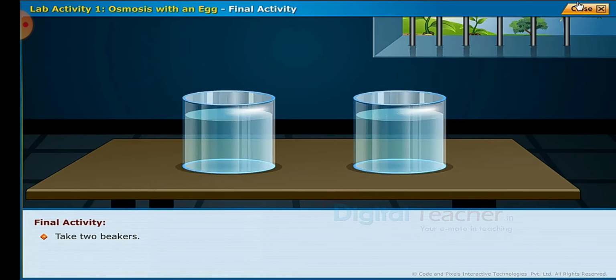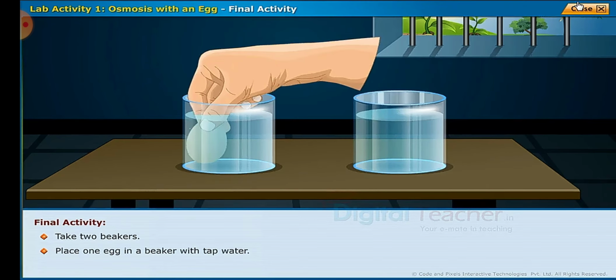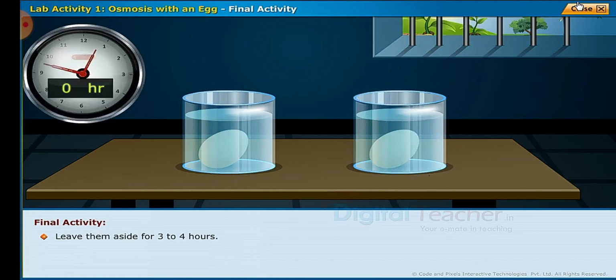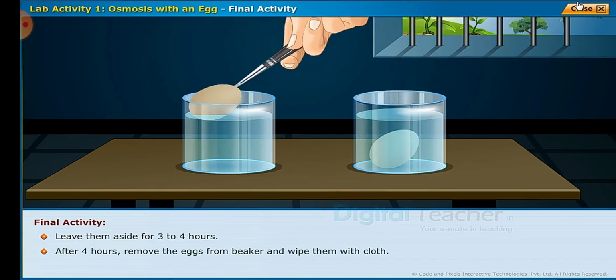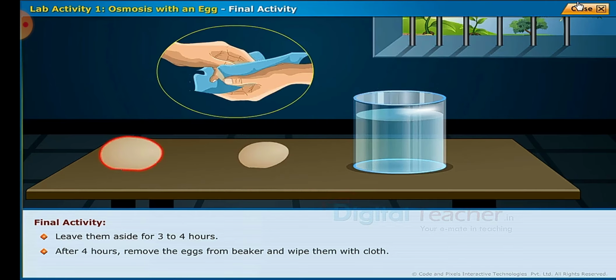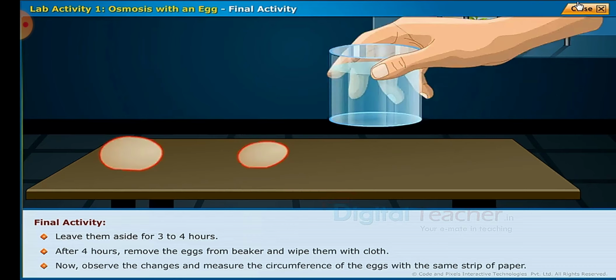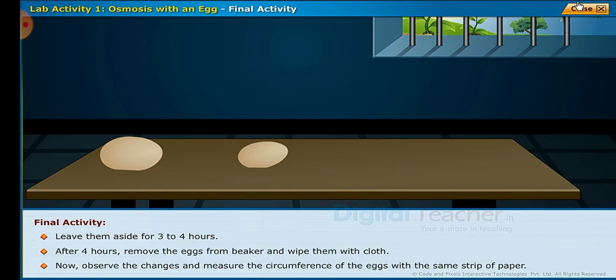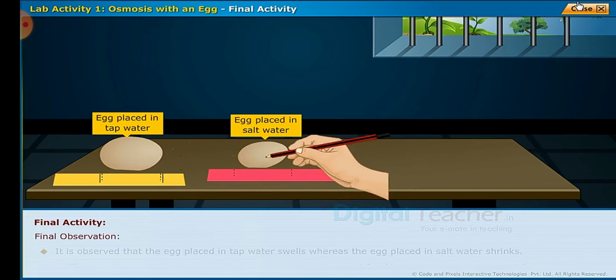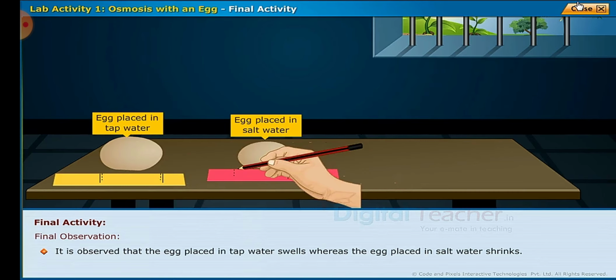Take 2 beakers. Place 1 egg in a beaker with tap water. Place another egg in salt water. Leave them aside for 3 to 4 hours. After 4 hours, remove the eggs from the beakers and wipe them with a cloth. Now, observe the changes and measure the circumference of the eggs with the same strip of paper. It is observed that the egg placed in tap water swells, whereas the egg placed in salt water shrinks.